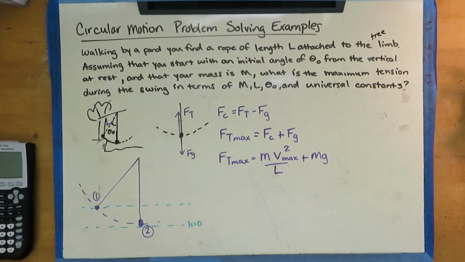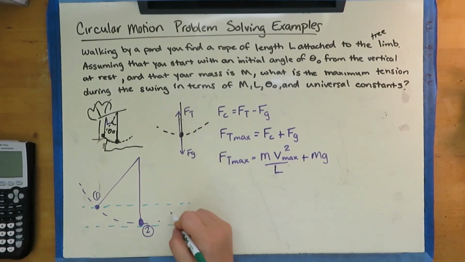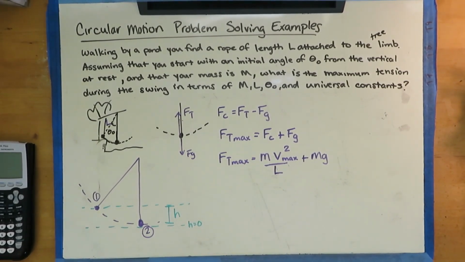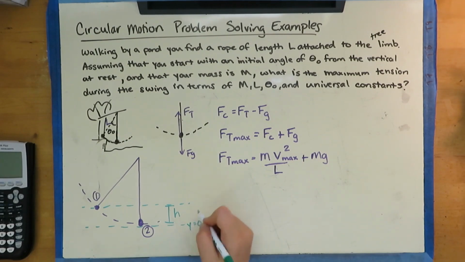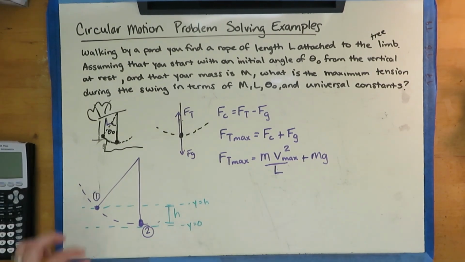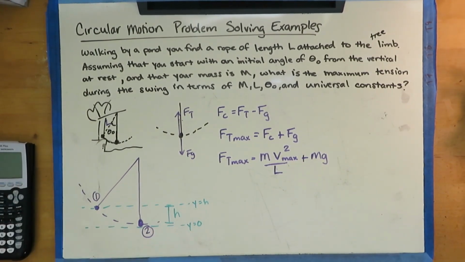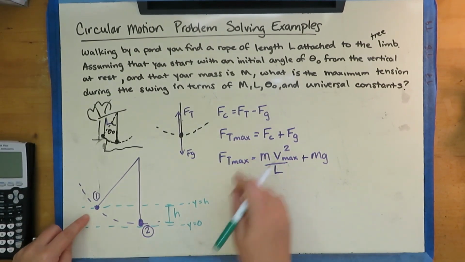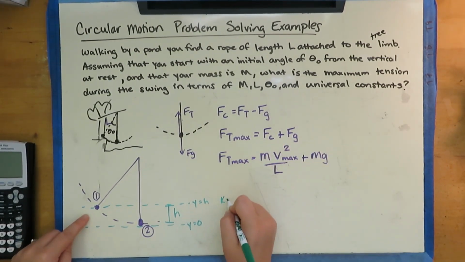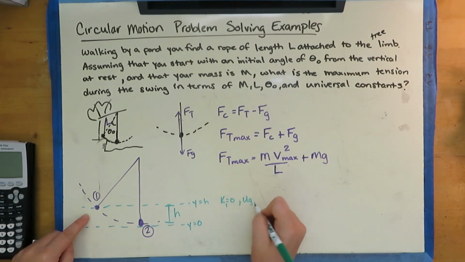And this is going to be a height of h here. Or I guess this would be y equals 0. Sorry, this would be like y equals h. So I'm going to travel through a displacement of h, which is my change in height. And at this point I'm starting at rest, so I'd have no kinetic energy at that point. And my potential energy would be mgh.